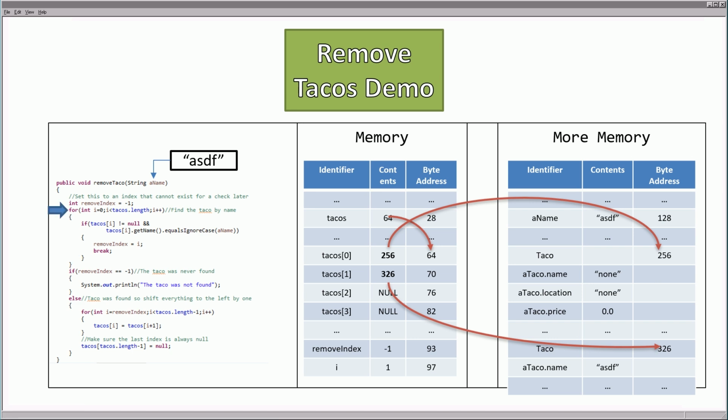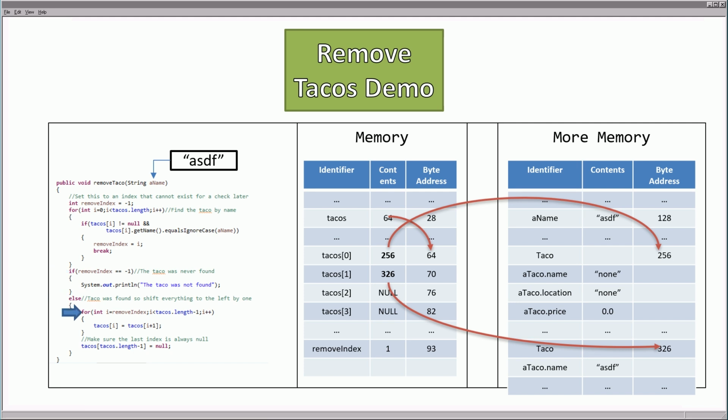We increase i by 1. Now if tacos at index 1 is not null, and it's not, it refers to this object right here. Now we check this taco's name. Is its name equal to aName? And in fact, it is. This is when we set the remove index to index 1. Then we break. Now the remove index is not equal to -1. 1 is not equal to -1.